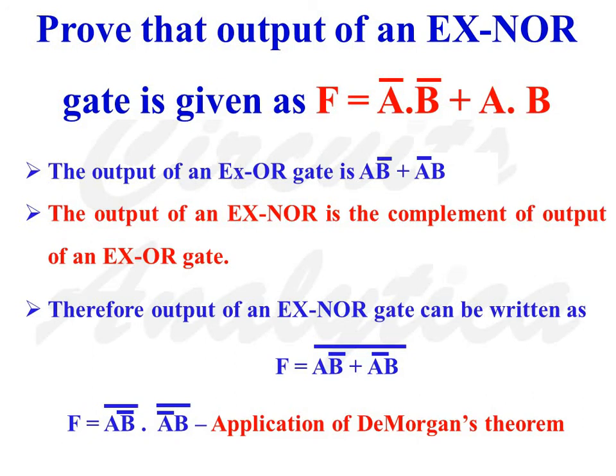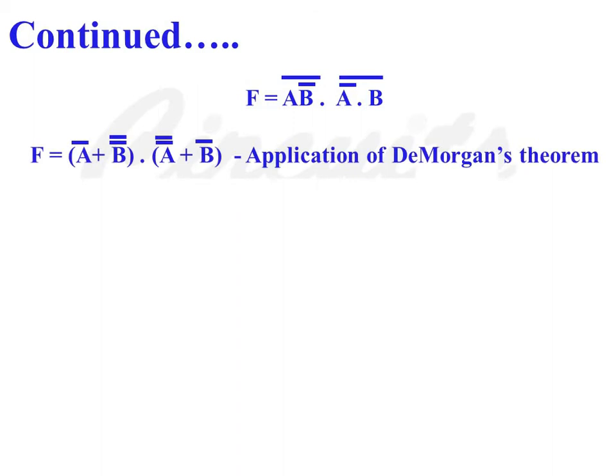So, applying De Morgan's theorem, we can write F is equal to A and B bar the whole bar and A bar and B the whole bar. So, applying De Morgan's theorem for the second time, F is equal to A bar or B double bar and A double bar or B. Application of De Morgan's theorem.